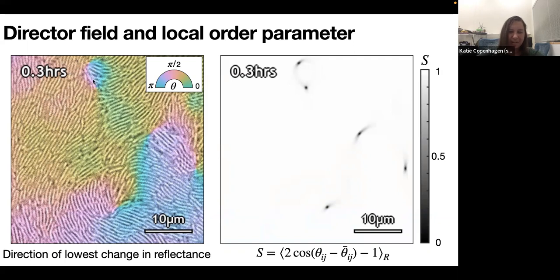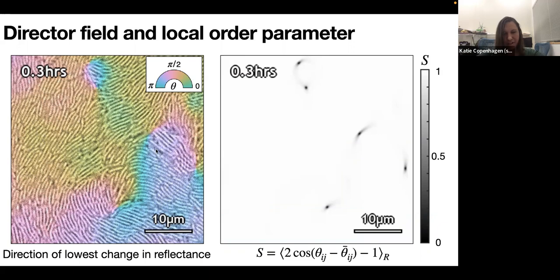And then we can use the director field to calculate an order parameter, which, over some area that we pick, tells us how much your molecules in that region deviate from the average direction. So this is going to be a value of 0 if all of your molecules are randomly oriented, or a value of 1 if everything is perfectly aligned. So you can see that mostly everything is aligned and you vary smoothly from one direction to another.